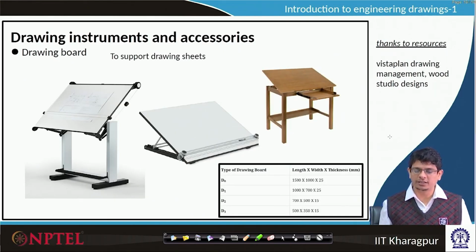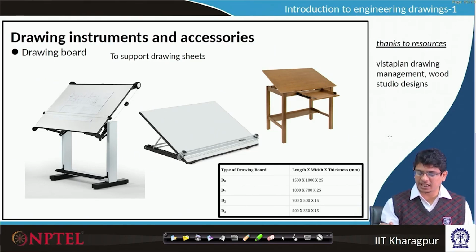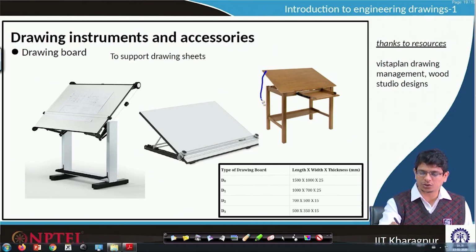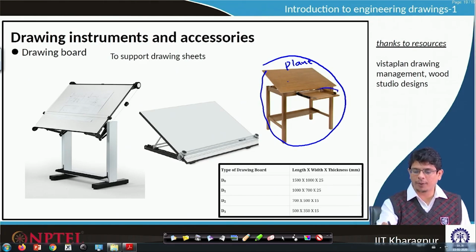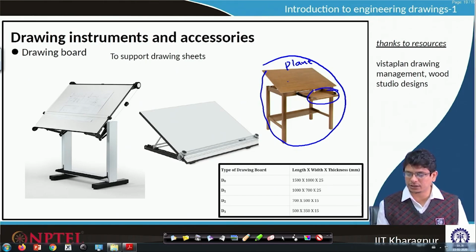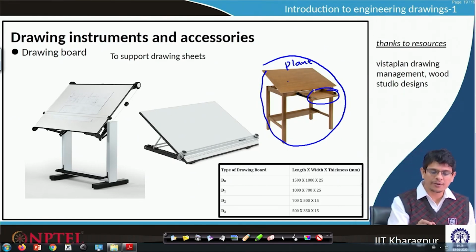After the drawing sheet, the next item, to hold that drawing sheet, is a drawing board. Here we have shown a variety of drawing boards. The classical one uses a wooden structure, an inclined plane on which one fixes a drawing sheet, and a compartment to keep your reserves like pens, pencils and drawing equipment. These drawing boards can also be made with metallic surfaces and plastics.